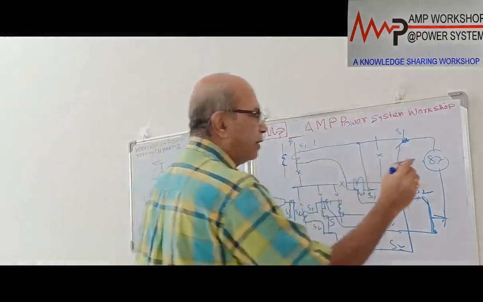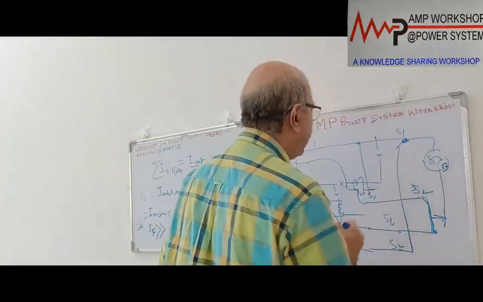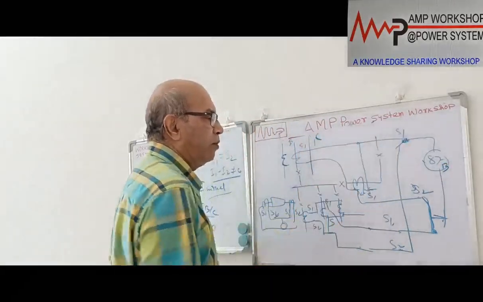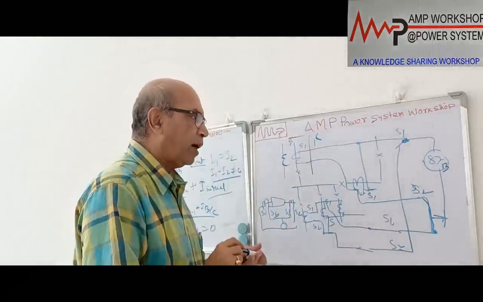Similarly for the A phase, this is A phase, B phase 87. Similarly, A phase will be done in the same way. C phase will be done in the same way. So this way the protection will be connected.